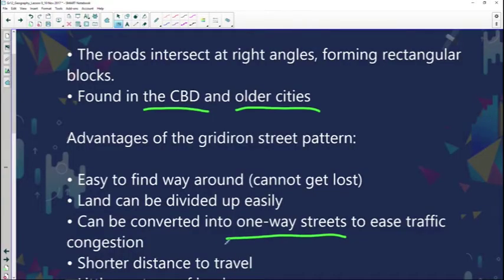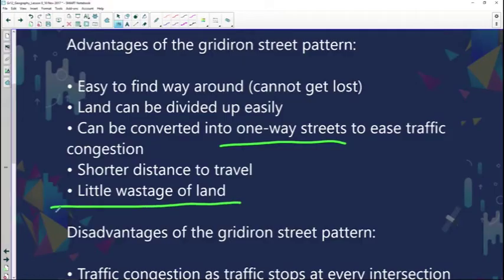And what does it do? It eases the traffic. It doesn't cause traffic congestion. Keep in mind when we talk about congestion, it's because there are too many cars in an area, and it causes traffic problems. Another factor, especially when you look at the CBD, is little wastage of land. What we've seen in the previous couple of slides is that land is very expensive in the CBD. So basically, little wastage of land. We're not going to spend a lot of surface area on roads because of this gridiron pattern.